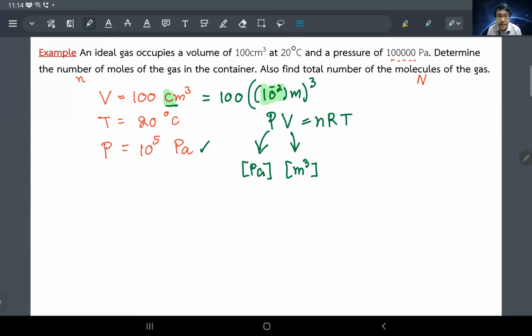All right. So when you have a centimeter cubed, that is 10 to the negative 2, cubed. So that means it's going to be 10 to the negative 6 meters cubed. See that? All right. And then now you can use that 10 to the negative 6 and stick it with the 100 in the front, and you already have the cubic meter units. Is that good?